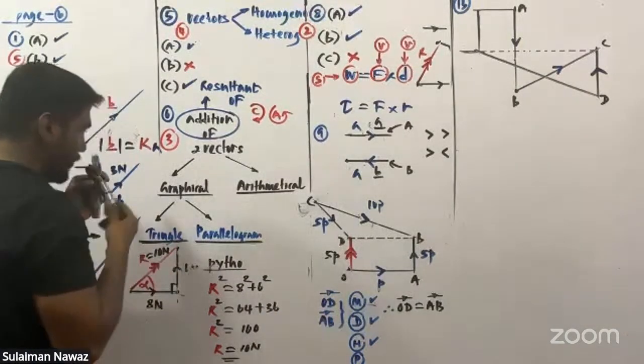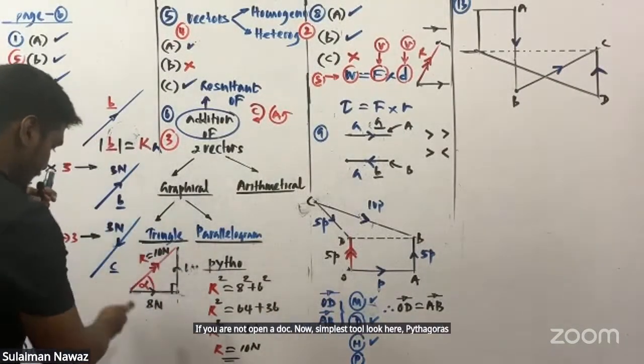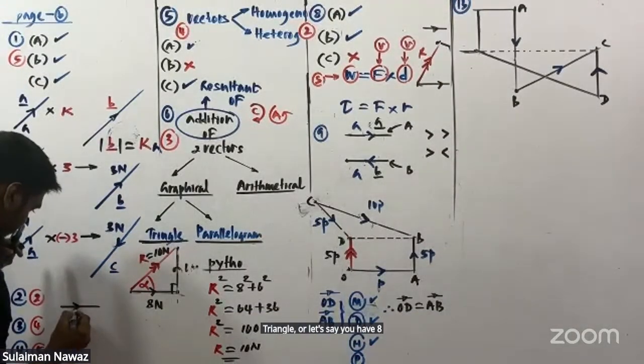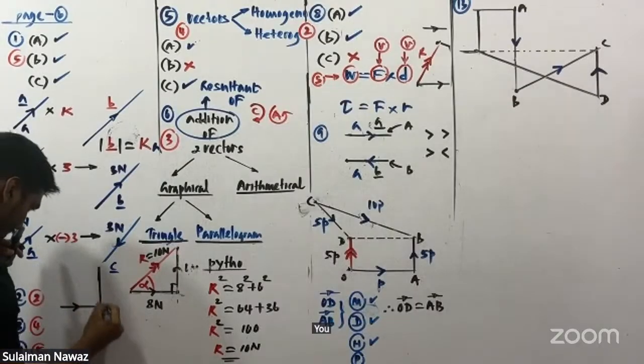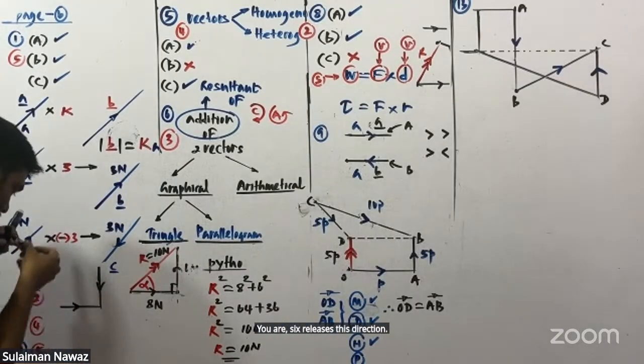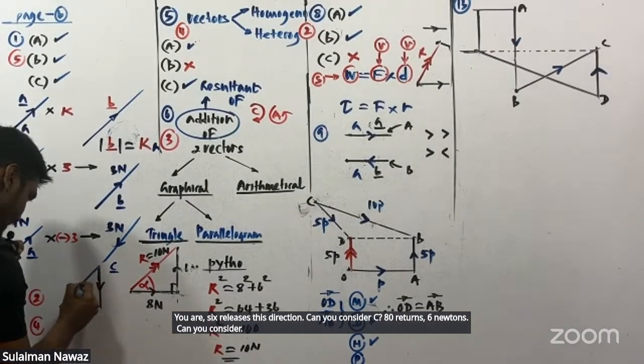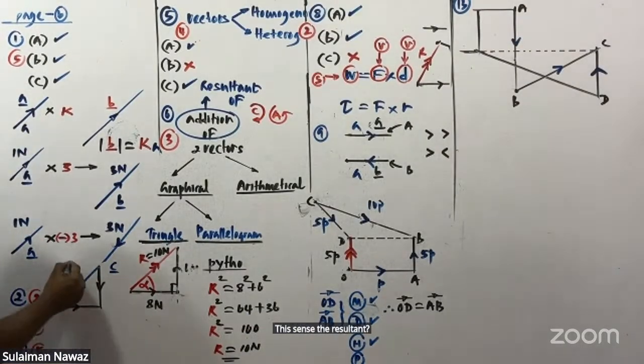Now, simple story. Look here. Pythagoras, sorry, this triangle law. Let's say you have 8 Newton on the right side, and 6 Newton in this direction. Can you consider this as the resultant? Can we consider this as a resultant?